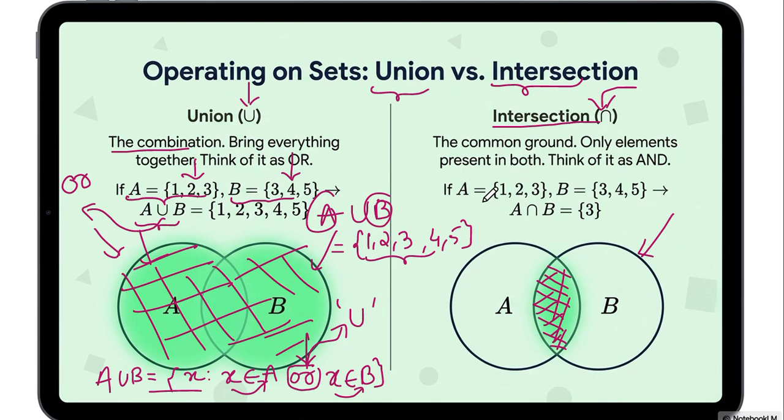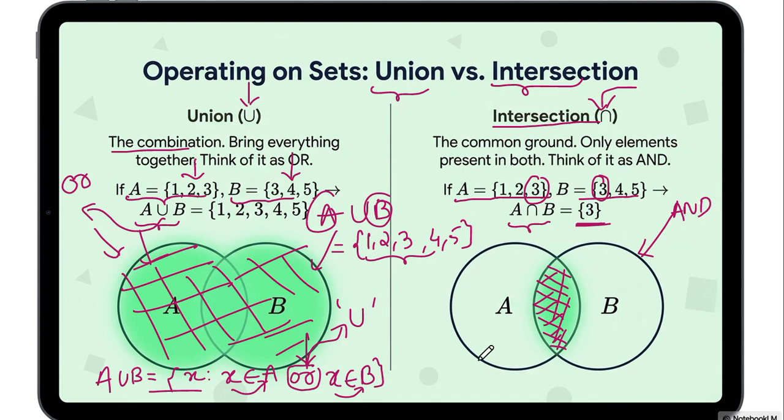So let's take the same example. A is 1, 2, 3, B is 3, 4, 5. So which element is common in both sets? In both sets we have the element 3. So A intersection B, the answer is nothing but 3. And which word represents intersection? That is nothing but the word AND.